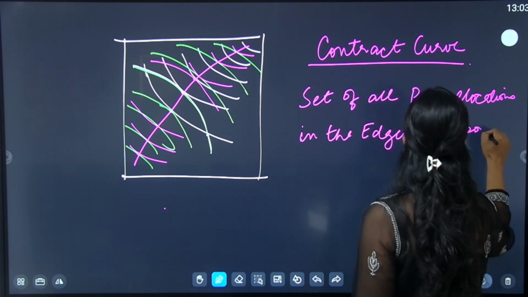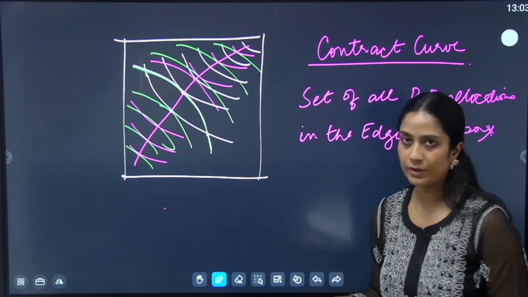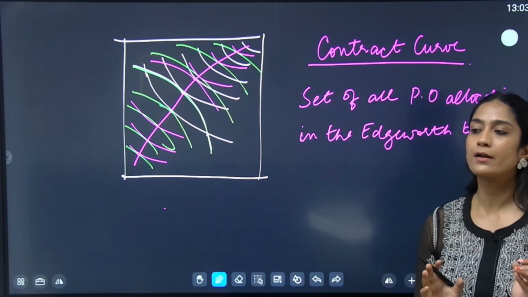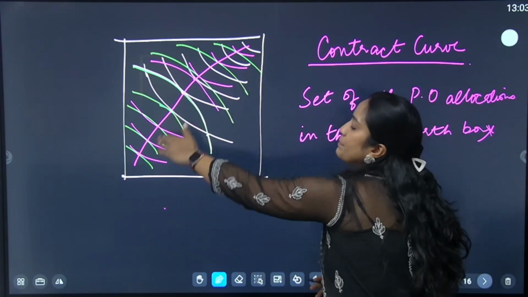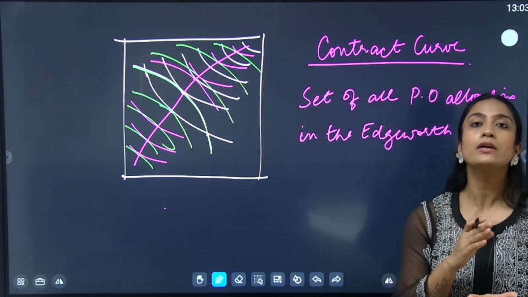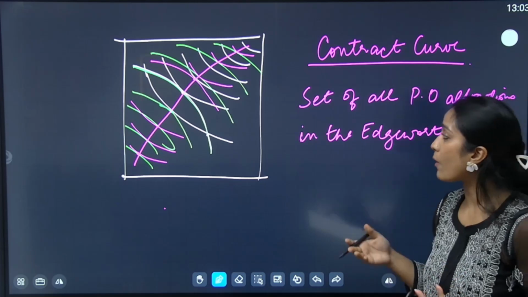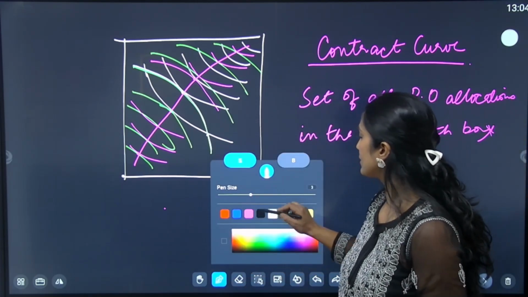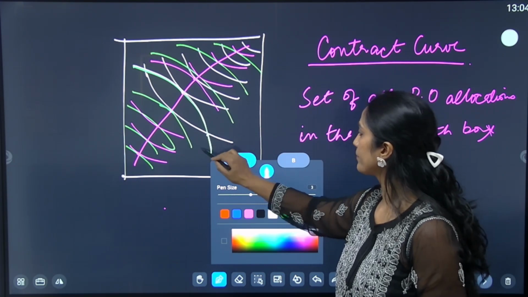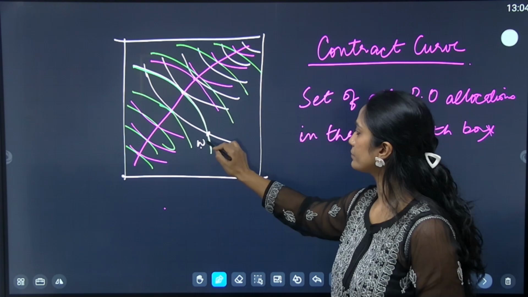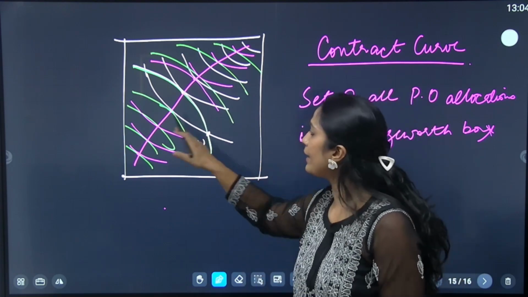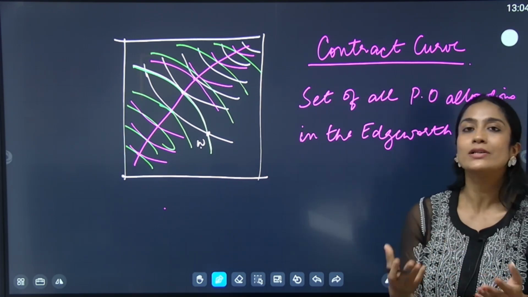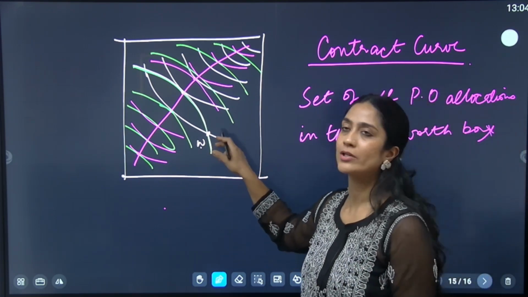And we know that Pareto optimal allocation essentially means that the ICs are tangent. So the entire line, this pink line, this is called the contract curve. Now, of course, if you start at a point like W over here, you will not end up at a point like here. So your final point where you will actually end up depends on your initial allocation.